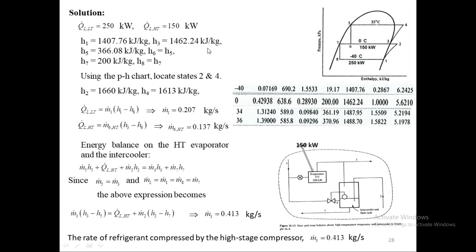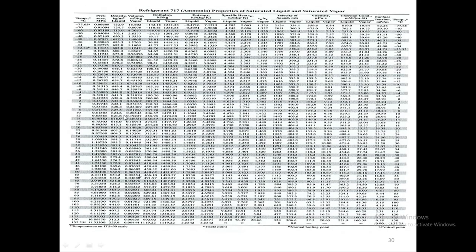The low temperature evaporator is producing 250 kilowatt, and the high temperature evaporator is producing 150 kilowatt. Okay, this is the information here. H1 is this one here, which is saturated vapor at minus 40 degrees centigrade. I have copied this data which is required here, these four lines from the original table. I don't think that you can see it here, that's why I need to copy it.